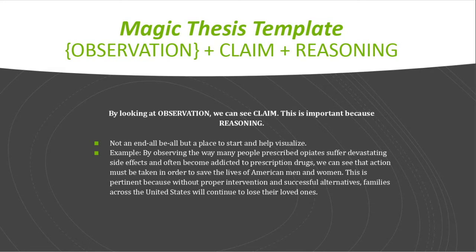I've said, by observing the way many people prescribed opiates suffer devastating side effects and often become addicted to prescription drugs, we can see that action must be taken in order to save the lives of American men and women. This is pertinent because without proper intervention and successful alternatives, families across the United States will continue to lose their loved ones. So you can see a lot of good things here right off the bat. We see the specifics. We see that the issue with devastating side effects and becoming addicted to prescription drugs is our observation. And we can see the claim that we've got to do something about this because people are dying.